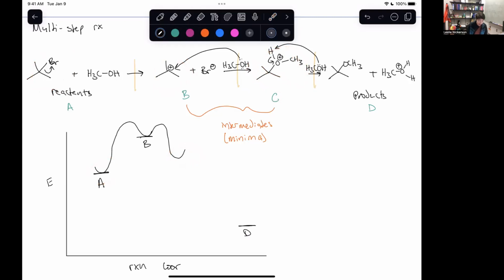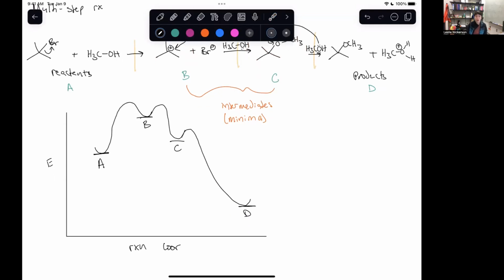Okay, and then we've got an acid-base reaction. Acid-base reactions usually are going to have a very, very small energy of activation. And then we're going to drop on down to our product. Okay, so it's going to look something like this. I know this one looks a little bit shaky, but that's okay. If they look a little shaky, that's still fine.